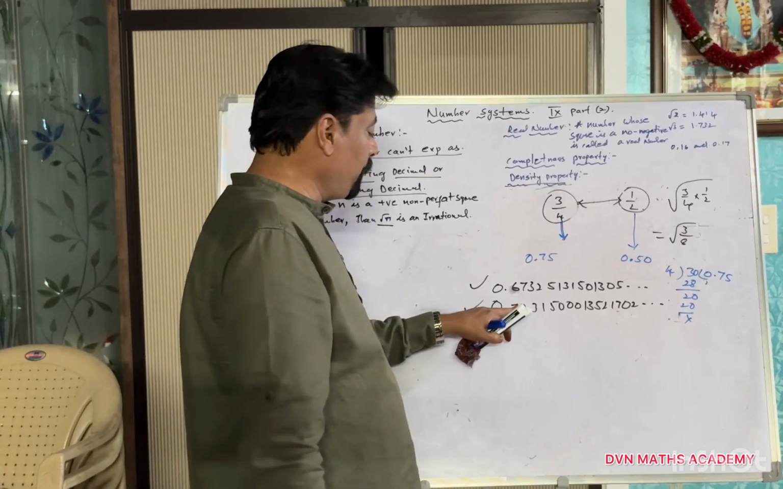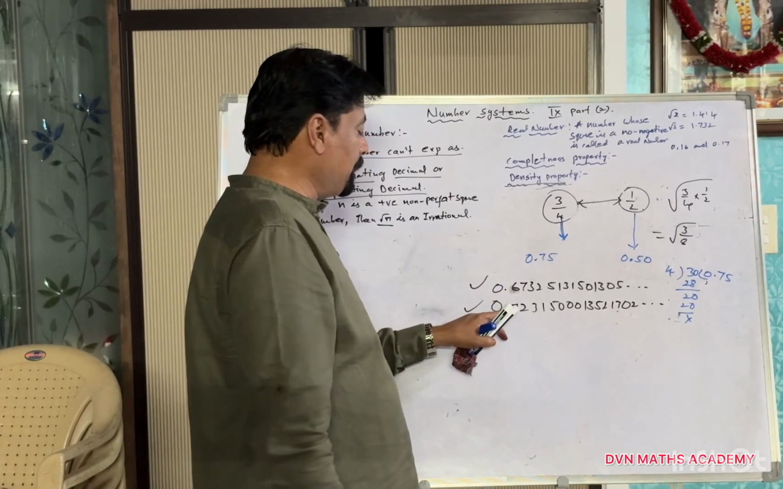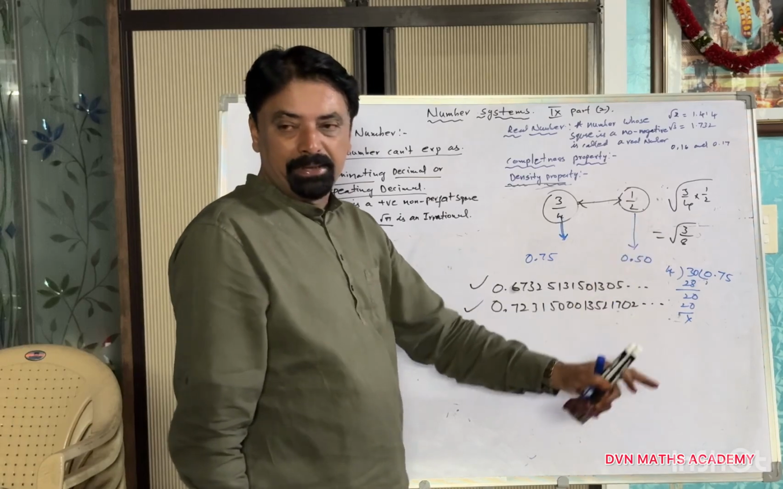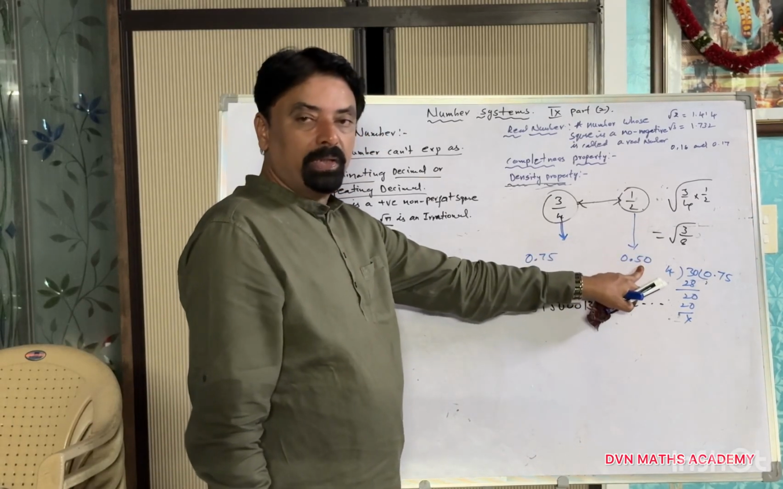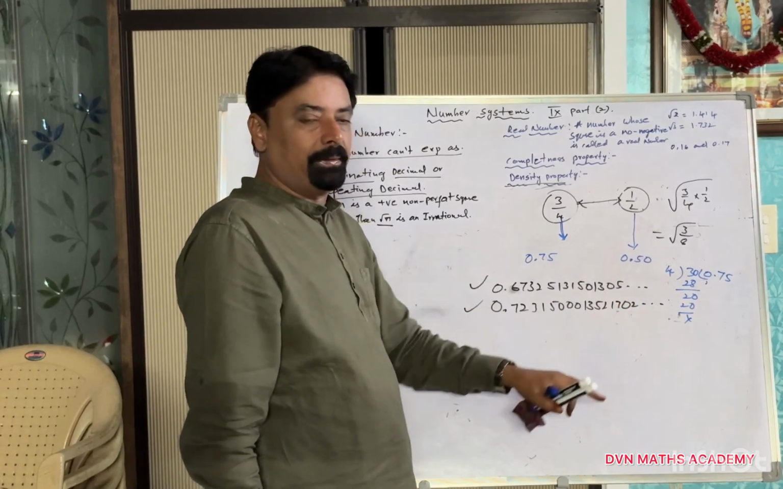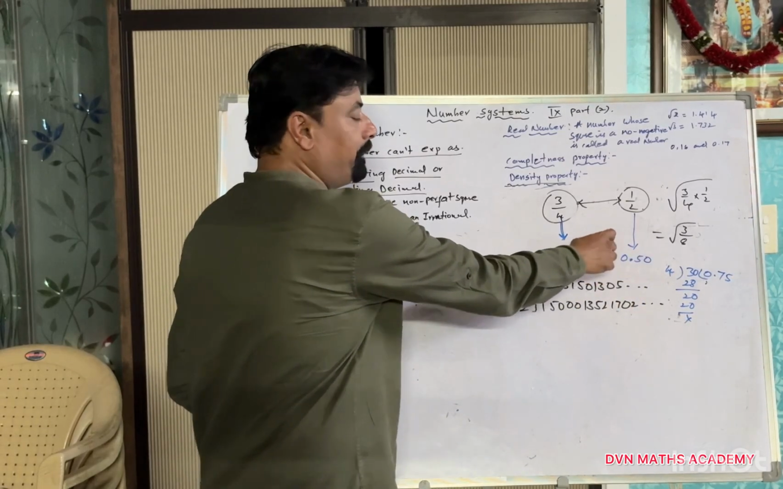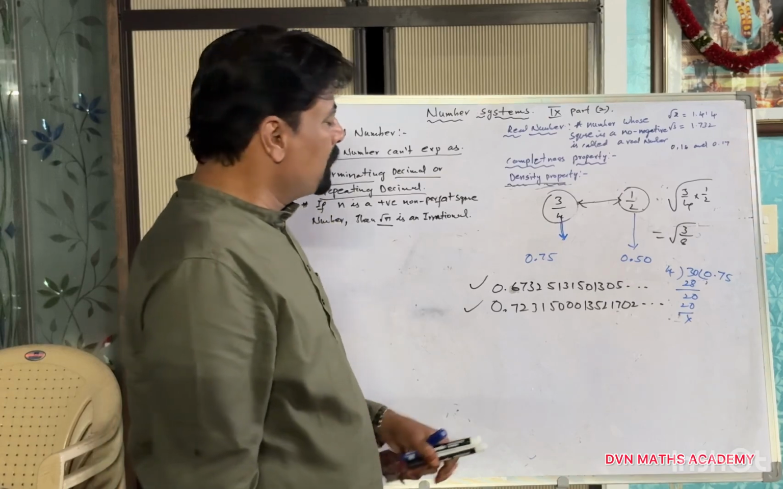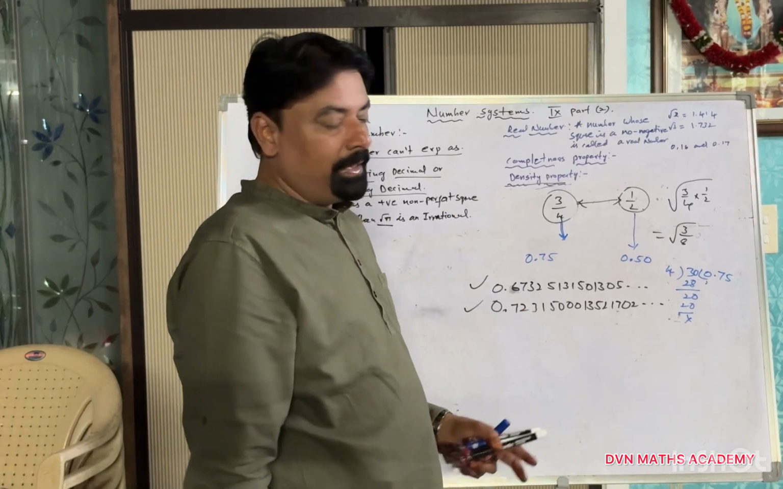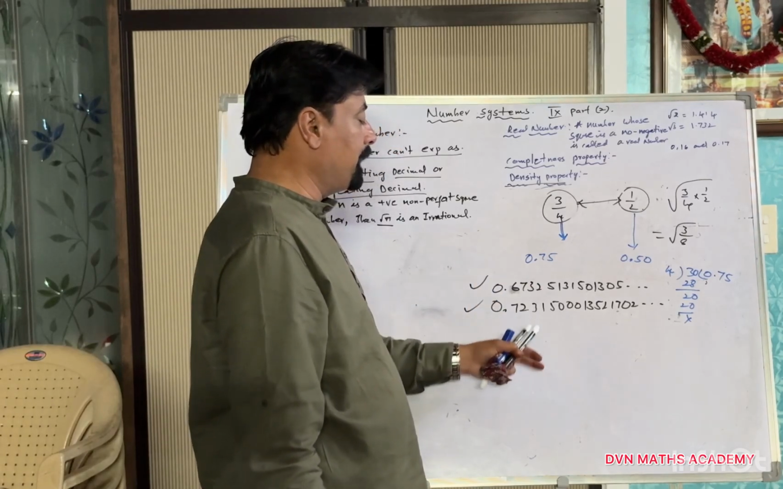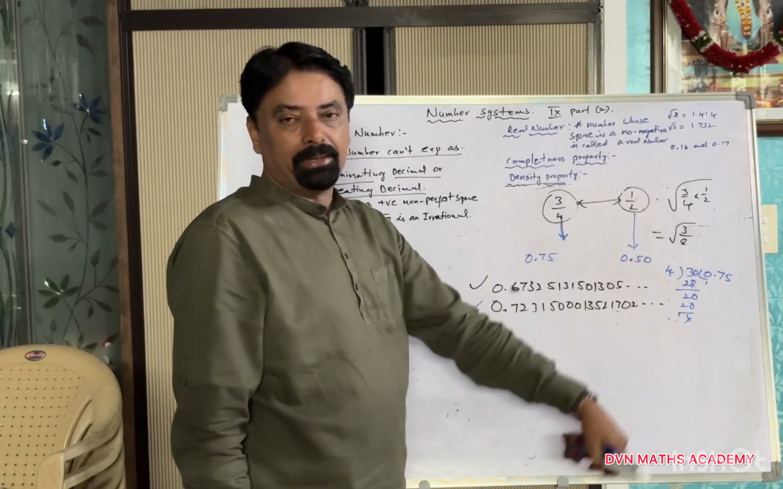In the same way, if you observe the second decimal, that is 0.72 and something. This is also less than 0.75 and more than 0.50. So hence it is also in between these two numbers. Like that you can write infinite irrational numbers between given two rational numbers.